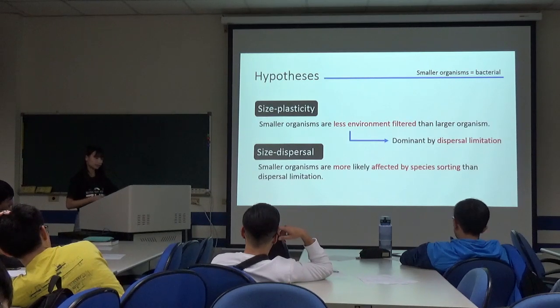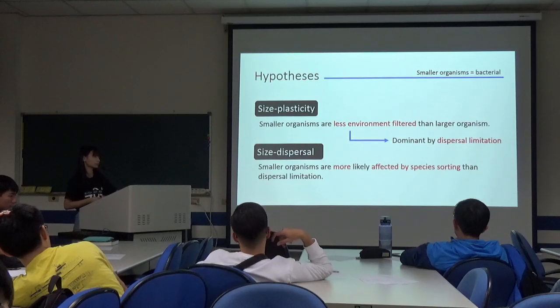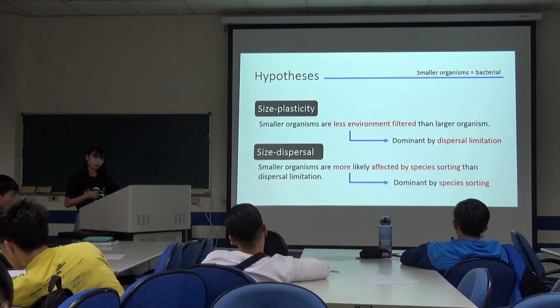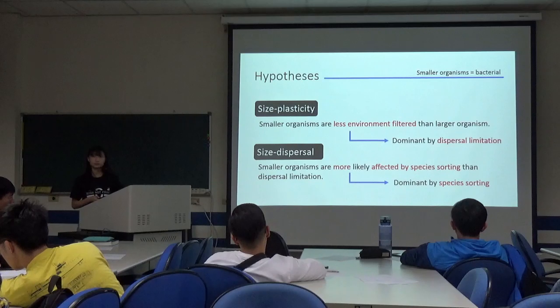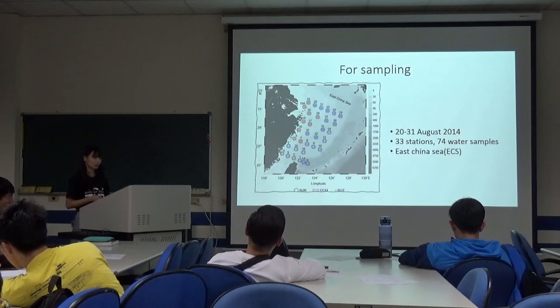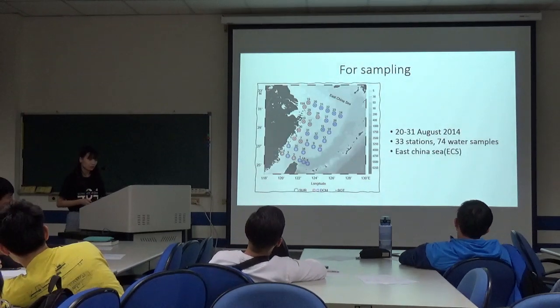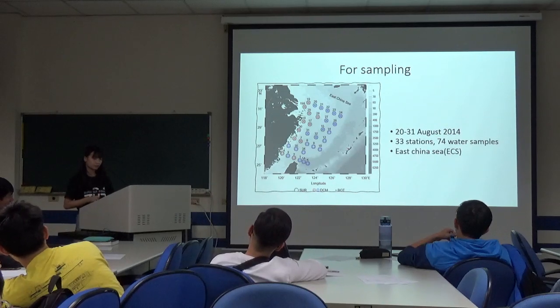And the second is size dispersal. It tells us smaller organisms are more likely affected by species sorting than dispersal limitation. This means our community is more dominated by species sorting. Okay, for sampling, we sampled for 11 days in the East China Sea in August 2014, at 33 stations, for a total of 74 water samples.